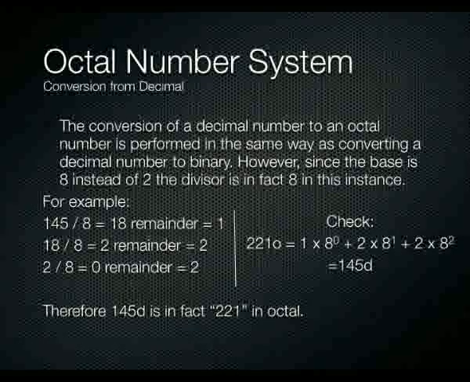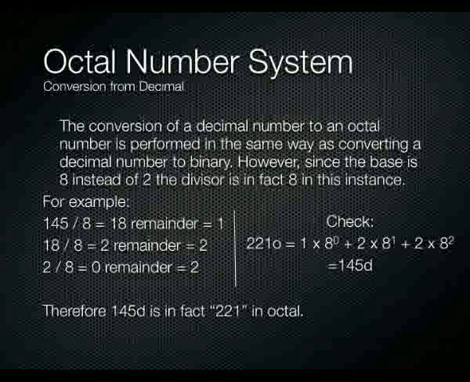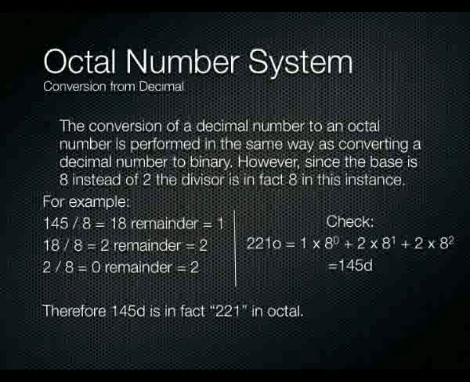So at this point we stop. Same as when we had the binary, when we get a result of 0, that tells us to stop. Then we start with the last remainder, which in this case was 2, and that last remainder, as before, is the most significant digit of our octal number. So our octal number is in fact 221.